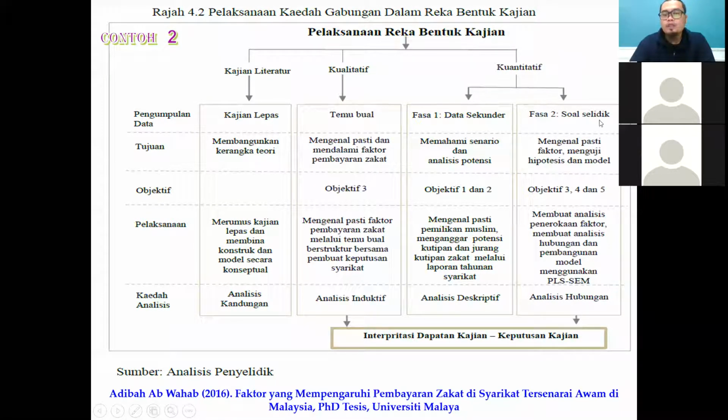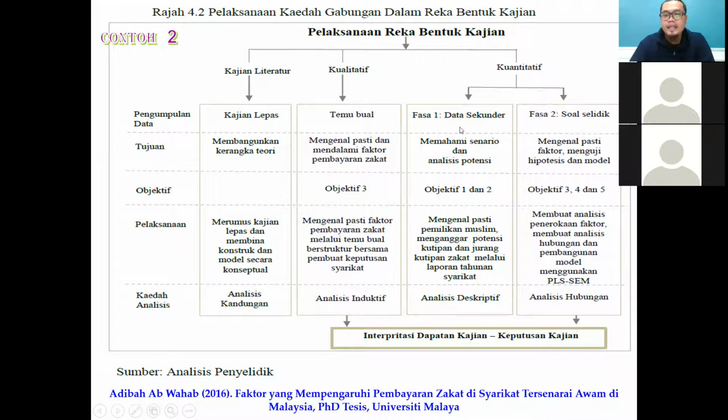For quantitative, they use the primary data from the questionnaire and secondary data. Okay, the purpose is, number 1, why you need to use the literature review: because you want to develop theoretical frameworks. Why do you use qualitative? Because you want to identify. This topic is about zakat, so they want to identify deeply the factors of the payment of zakat.